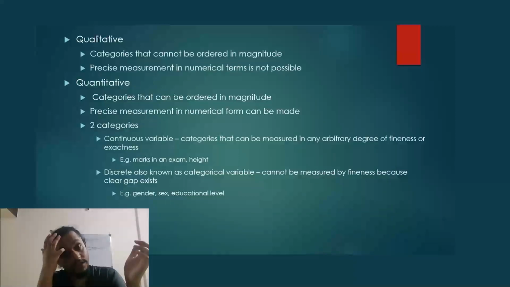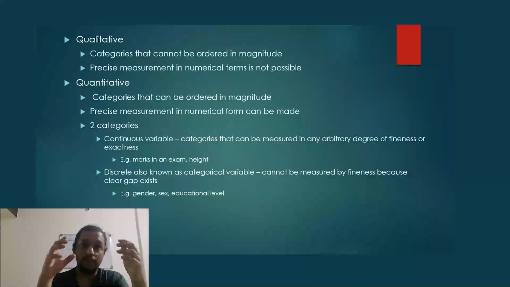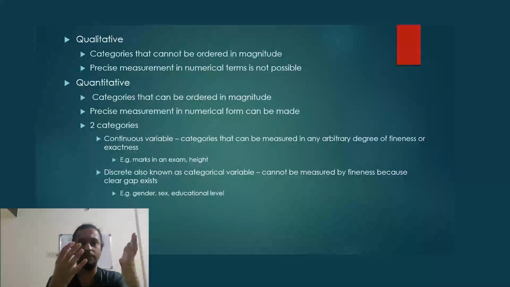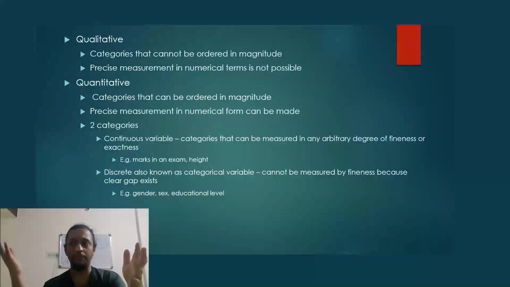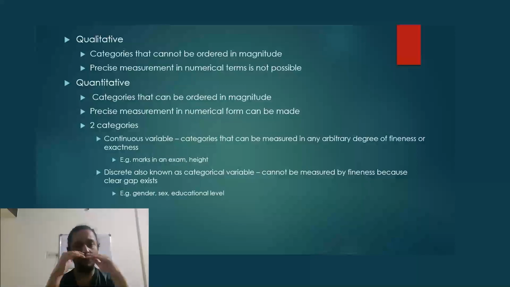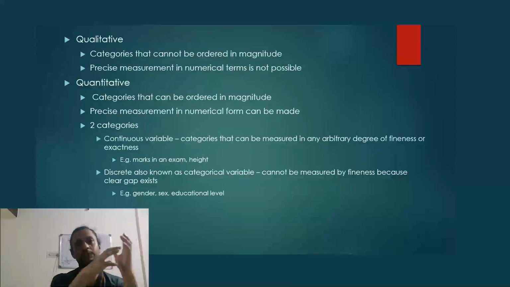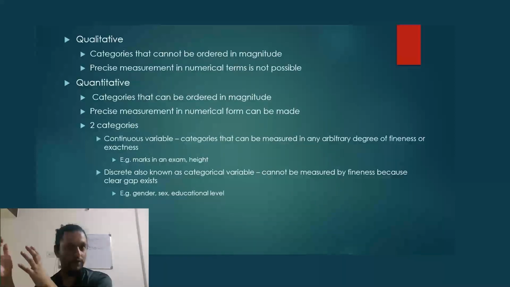So say for example, something like stereotype, right? You can't have a numerical term explaining how stereotyped person X feels about member Y, right? Although there are questionnaires available, right? Now those questionnaires have converted this qualitative concept into a quantitative one, okay?